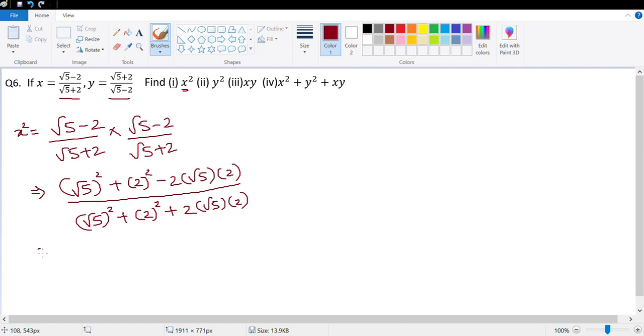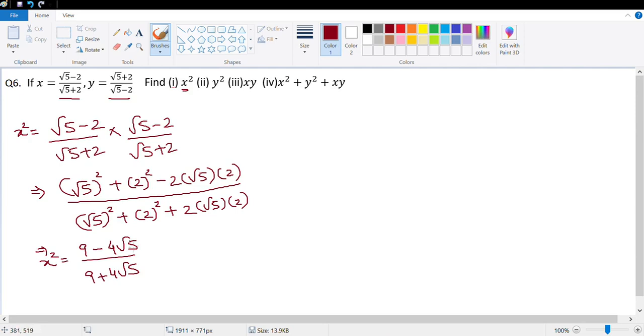So this gives us 5 plus 4, that's 9 minus 4 root 5 upon 5 plus 4, that's 9 plus 4 root 5. That's the value of x square.